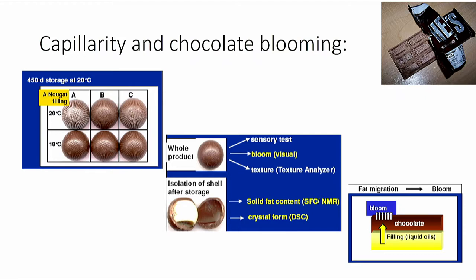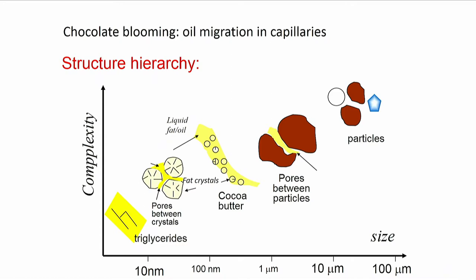So why is there chocolate blooming? Bloom is originated by migration of fat through pores. Again, as I was saying for the foam, it's true for many, many systems: you have a hierarchy of structures in chocolate. You start from the molecular level, where you have triglycerides that aggregate into crystals, or, I mean, maybe it's not very proper to call them crystals. It's polycrystalline, amorphous, solid matrices, and pores in between. And in those pores, a liquid fraction of fat can migrate, and then you have pores between particles, and on a larger scale, you have particles that are made of sugar, of cocoa butter, and other things.